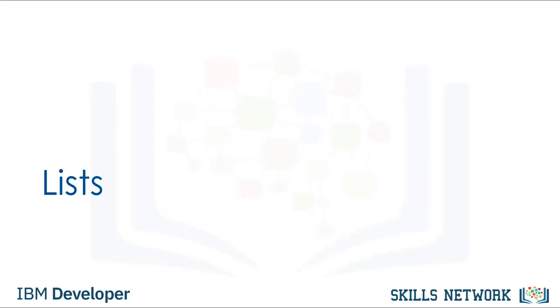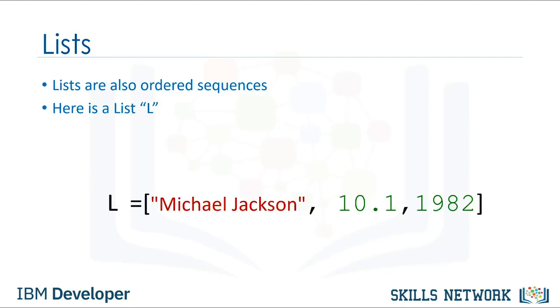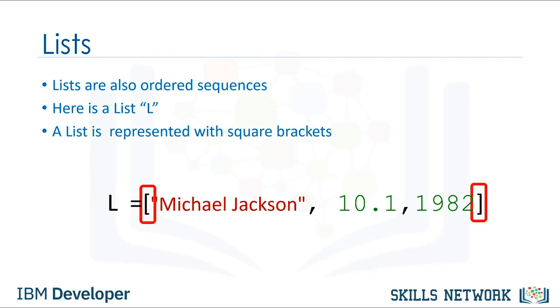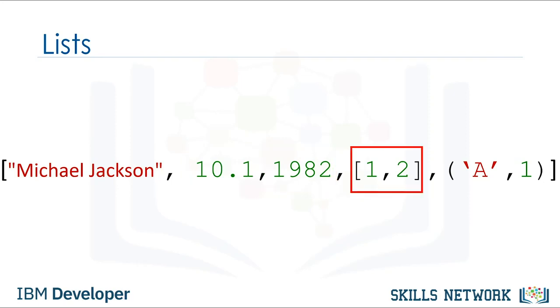Lists are also a popular data structure in Python. Lists are also an ordered sequence. Here is a list L. A list is represented with square brackets. In many respects, lists are like tuples. One key difference is they are mutable. Lists can contain strings, floats, integers. We can nest other lists. We also nest tuples and other data structures. The same indexing conventions apply for nesting.